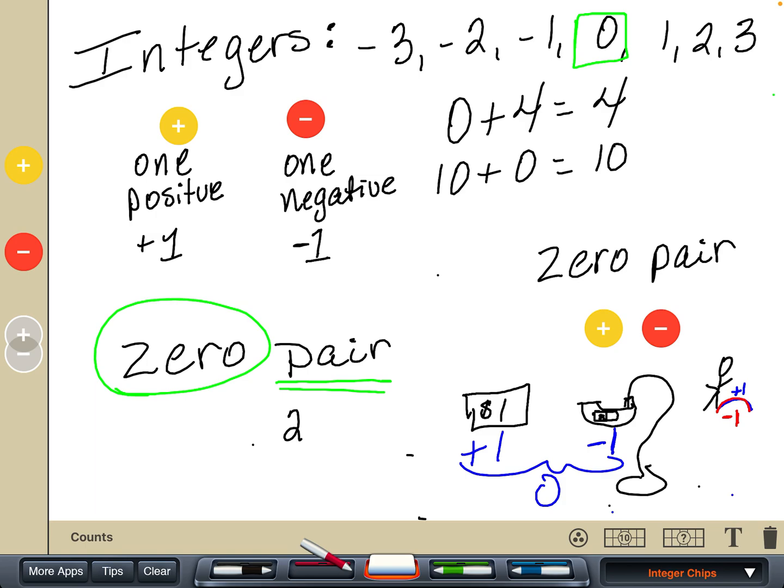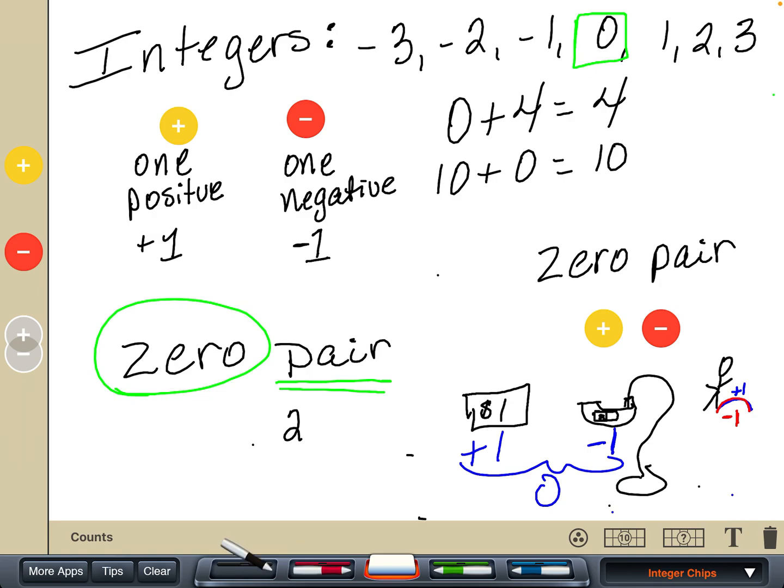So, where did they end up? They ended up right back where they started, right? The value of where they went didn't change. They are back at 0, right? They didn't move. So 1 positive and 1 negative together equals 0. And that's where we get the 0 pair from.